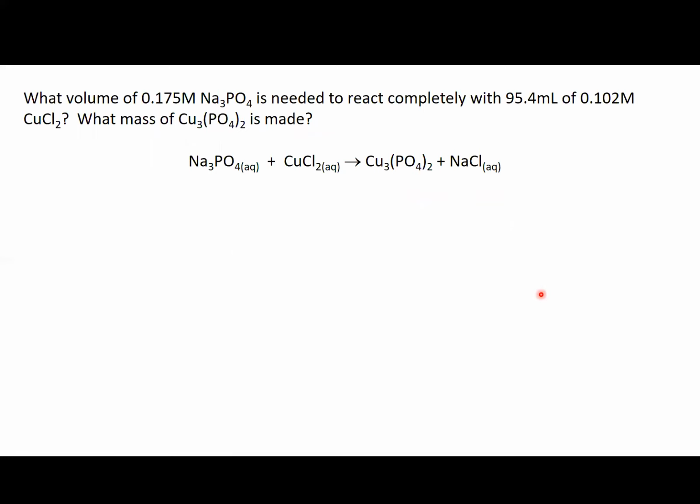So, what volume of sodium phosphate is needed to react completely with 95.4 mils of a 0.102 molar solution of copper chloride? And then the second question, what mass of copper phosphate is made? So here we are, we're looking at this equation here. I've got sodium phosphate, copper 2 chloride making copper 2 phosphate and sodium chloride. If there are no coefficients here, it's a good indication that you should probably check to see if it's balanced. This is not balanced. So if you go through and balance it, 2 sodium phosphates and 3 copper chlorides goes to make copper 2 phosphate and 6 sodium chlorides.